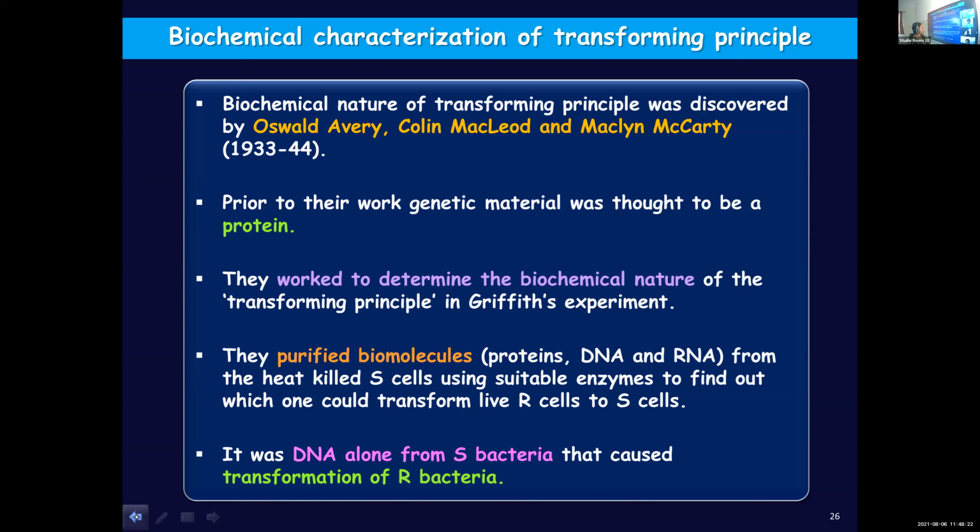It was DNA alone from S bacteria that caused transformation of R bacteria. From the experiments, they could conclude that out of these three molecules, DNA was the material that transformed the R strain bacteria into S strain bacteria. Okay, children? So it was DNA that transformed R strain bacteria into S strain bacteria. This is based on the experiments which they conducted.